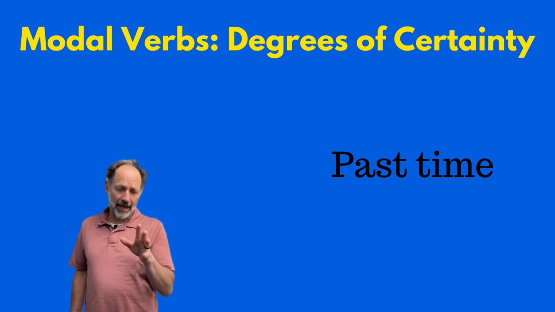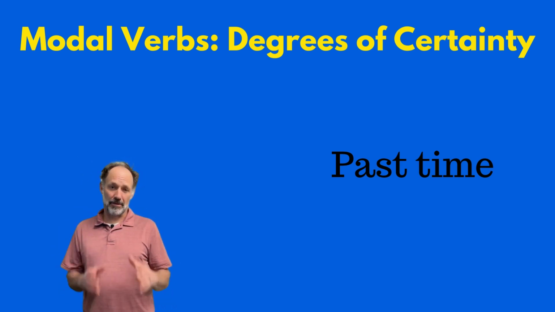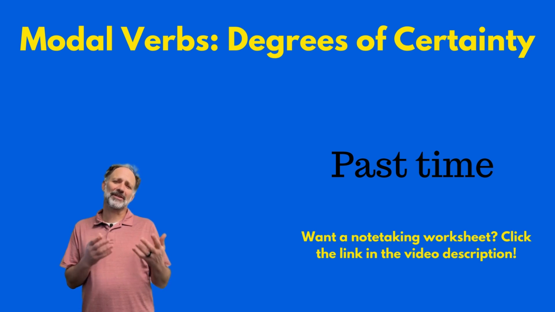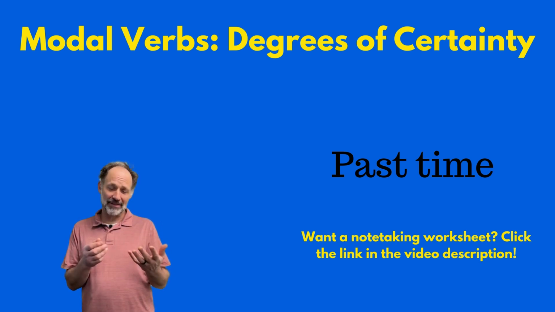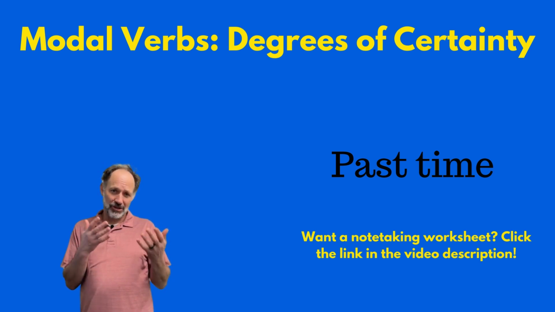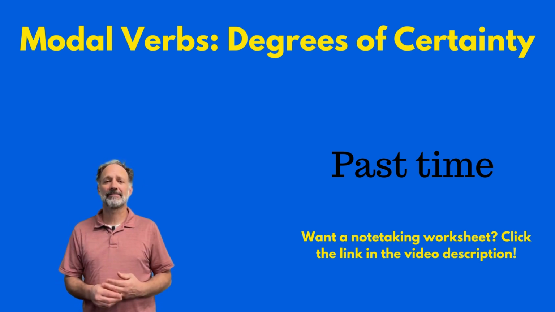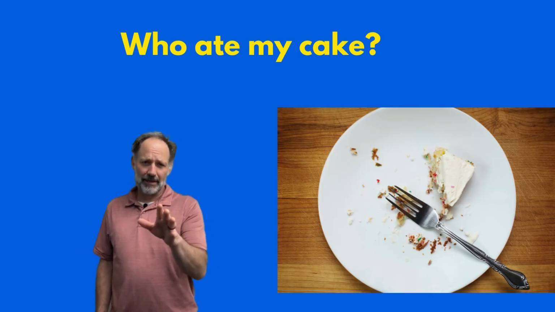Hello, today we're going to continue our series on modal verbs and degrees of certainty, but we're going to look at degrees of certainty in the past. In other words, how sure are we that something happened in the past? Let's get started.